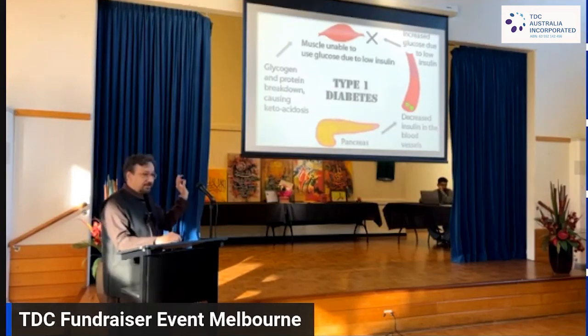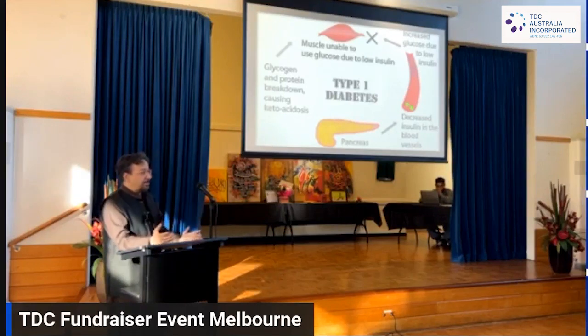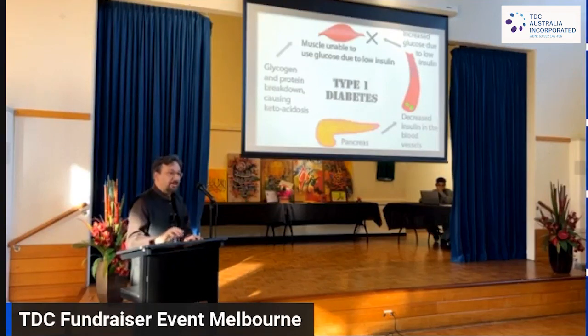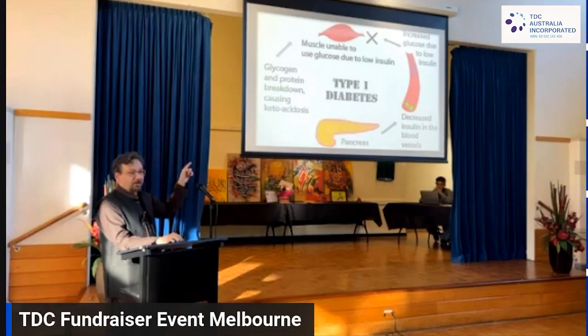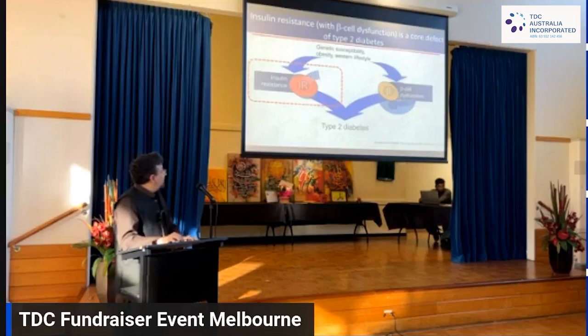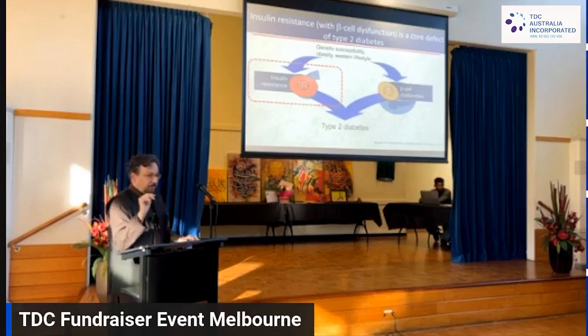It's a medical emergency which causes acute sickness, makes a person very sick, can lead to coma, and if not treated in a timely manner in a hospital, can lead to death. And unfortunately today, a lot of type 1 diabetics are diagnosed when they go through this diabetic ketoacidosis.